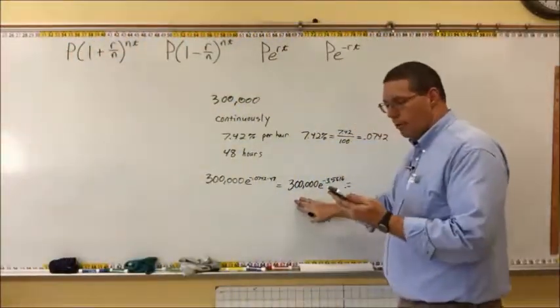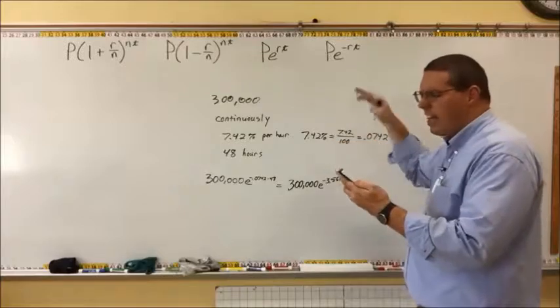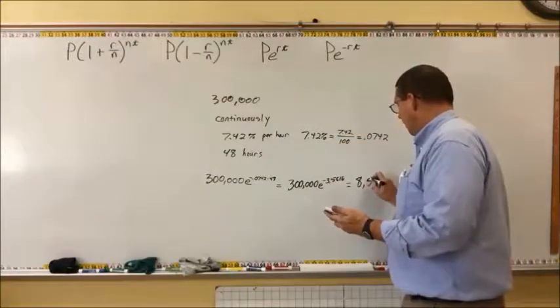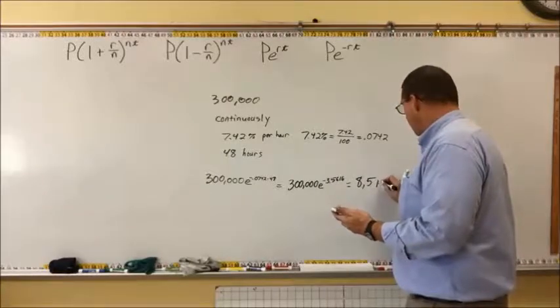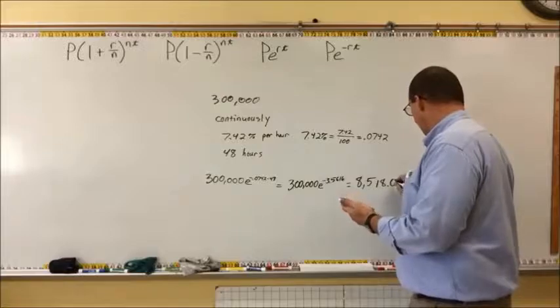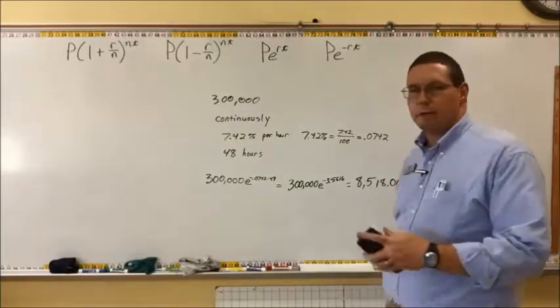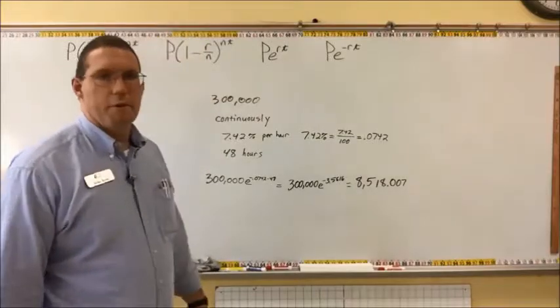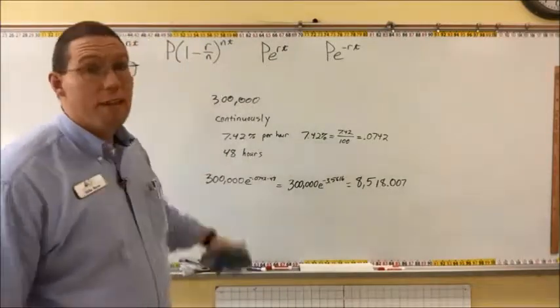It started at 300,000. They were dying and dying and dying. And now there's only 8,518 of them left. It does say 0.007, but that's barely much. We'd probably just round that to a whole number. 8,518 of them left. There were 300,000 of them.